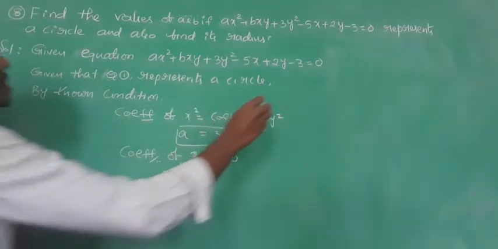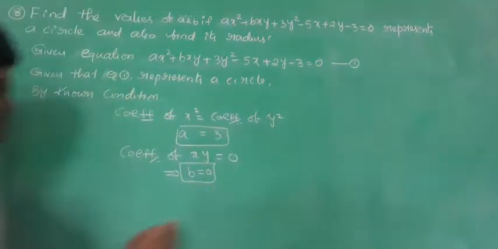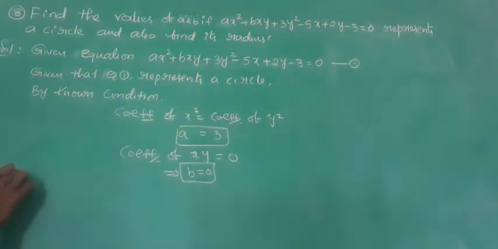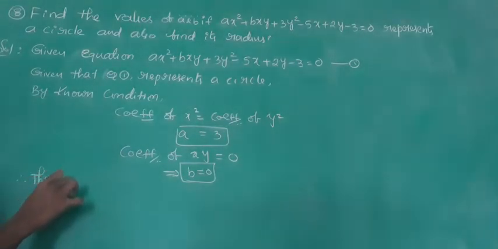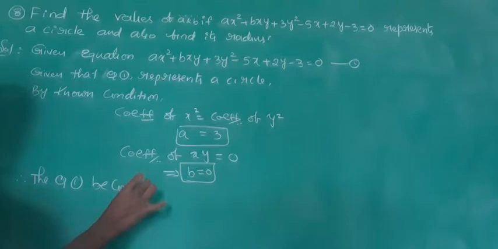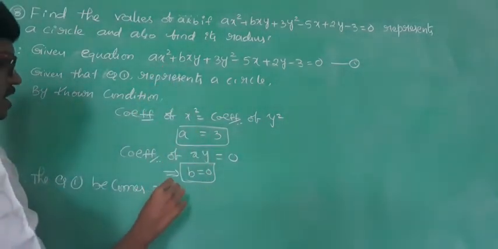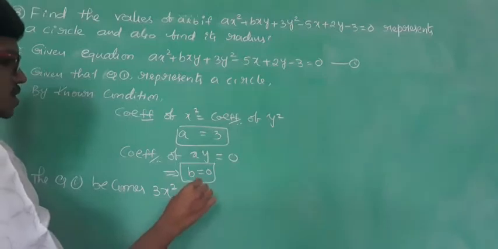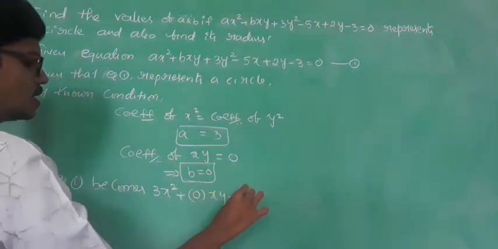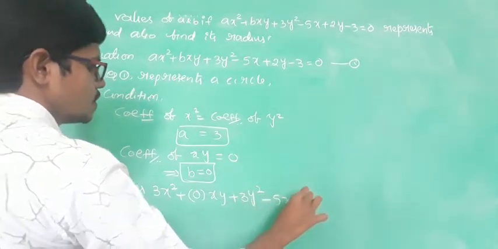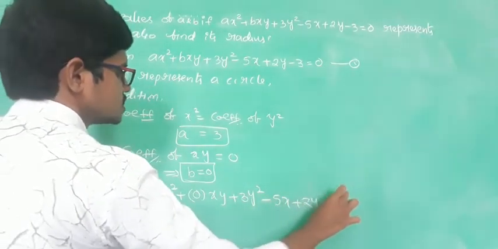So now substitute the a and b values in equation 1, we get the circle equation 1 becomes ax square, that is 3x square, plus b xy, that is 0 into xy, plus 3y square minus 5x plus 2y minus 3 equal to 0.